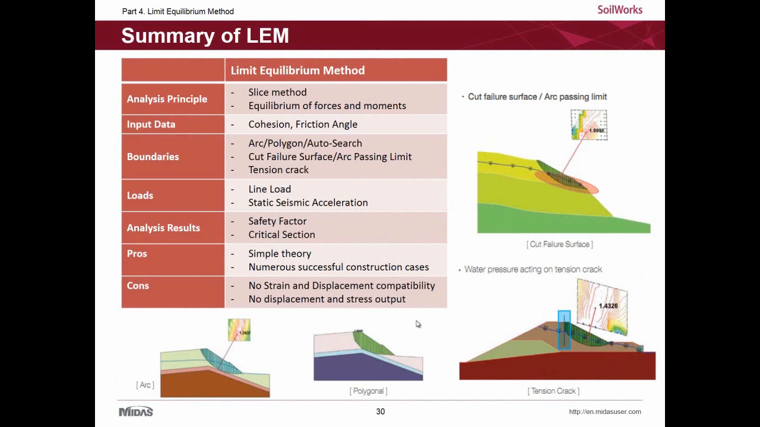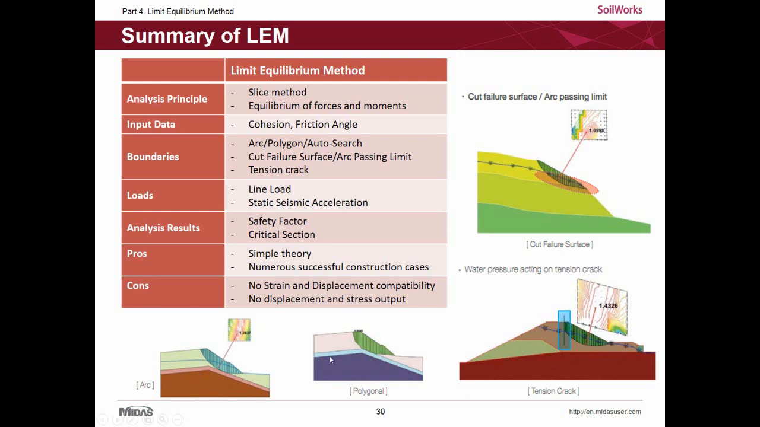Basically, it is a method of slices in which the failure surfaces are divided into numerous slices and equilibrium of forces and moments is checked for the slope stability calculation. The input data for soil layers is cohesion and angle of friction. Boundaries defined are arc, polygon, auto search. Arc is as shown over here in the bottom left corner, where the user specifies nodes or center in which various failure circles can be drawn, and factor of safety for every circle will be calculated.